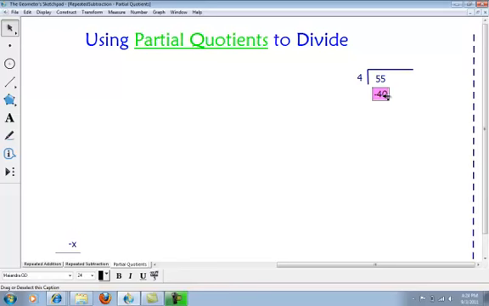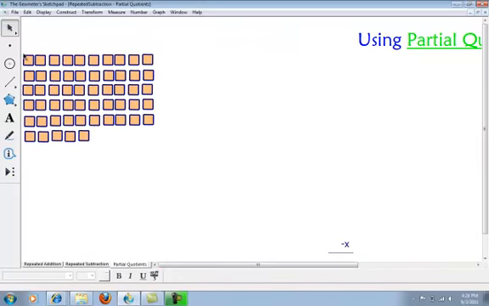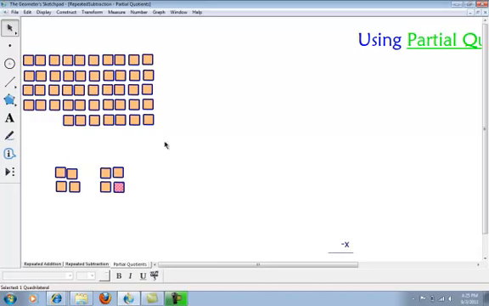Now let's look at the problem that we're going to be doing. We have the problem here, 55 divided by 4. That means that we are going to have 55 tiles, and we want to put them into groups of 4, so put 4 in each group. That would look like this. Here I have 55 tiles, and I want to put them into groups of 4. There's one group of 4. Here's another group of 4. And we would continue doing this until we knew how many groups we could make.